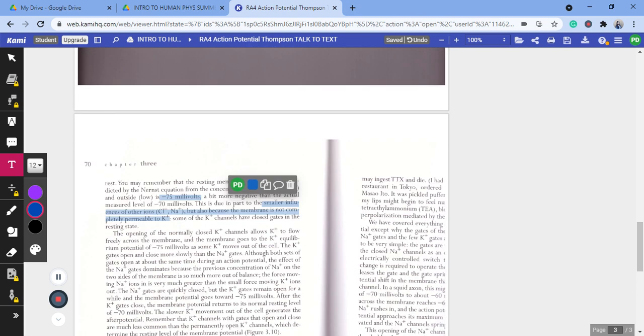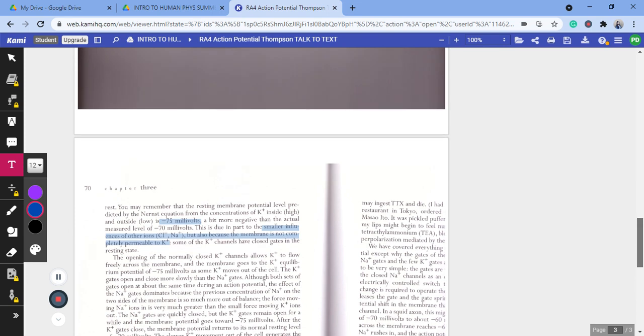However, it says here that according to the Nernst equation, the resting membrane potential will be negative 75 millivolts, which is a bit more negative than the actual measured level of negative 70 millivolts. The reason is that we have to take into account the influences of other ions, such as chloride and sodium, and because potassium is not completely permeable, which means that potassium channels have closed gates in the resting state.